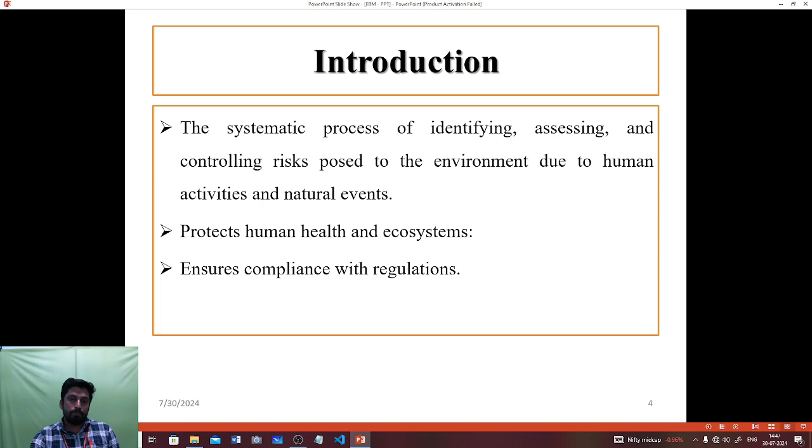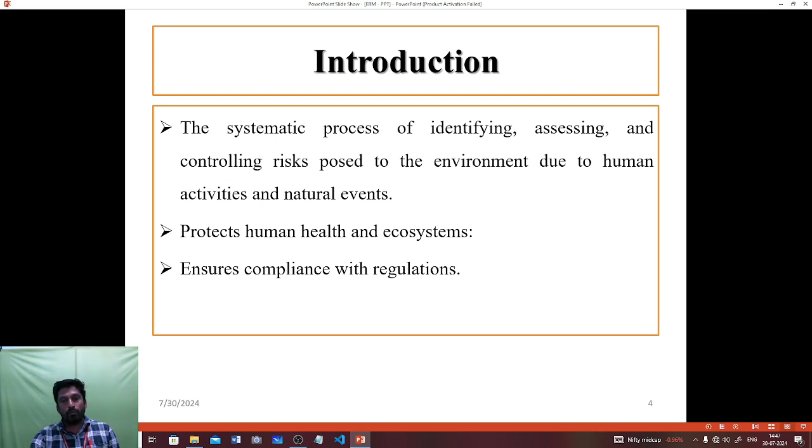It also shows the importance of the environment: to protect human health and ecosystems, and also to ensure compliance with regulations. So how do we protect our human health and ecosystem?